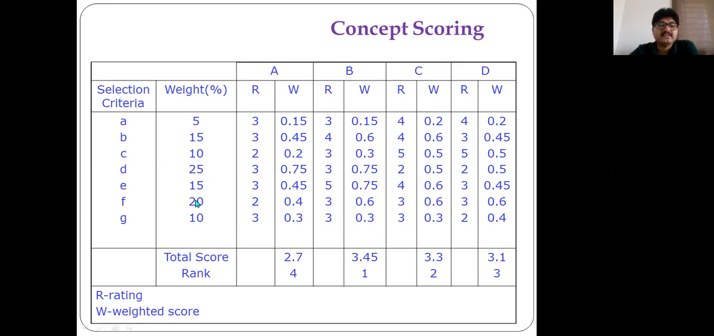Okay, and the next highest weightage is given for F, where concept A is not performing well, but B, C, D, all three are performing in a similar way. Okay, after taking this, we are able to identify the weightage. The weighted score is calculated as the percentage of weight multiplied with the rating. That is going to be added up against every concept to get the summative value. That's coming here as 2.7, 3.45, 3.3 and 3.1.